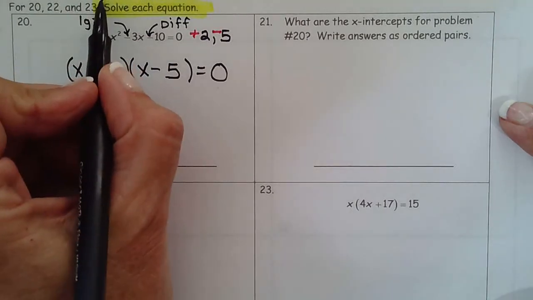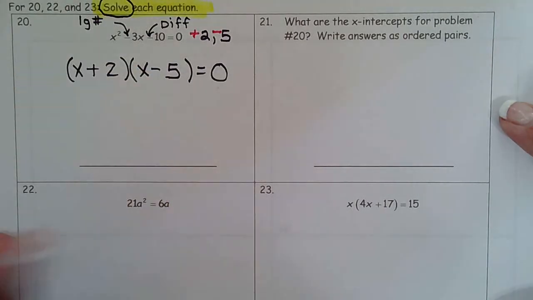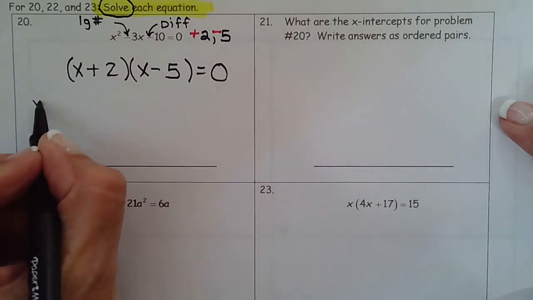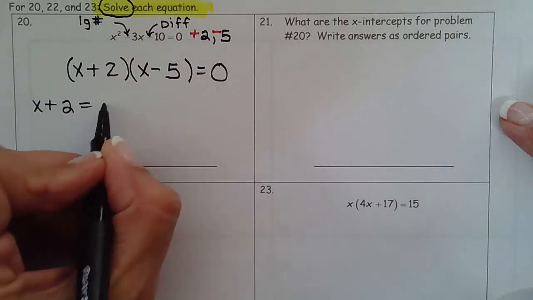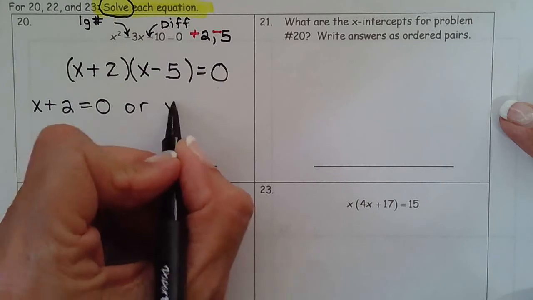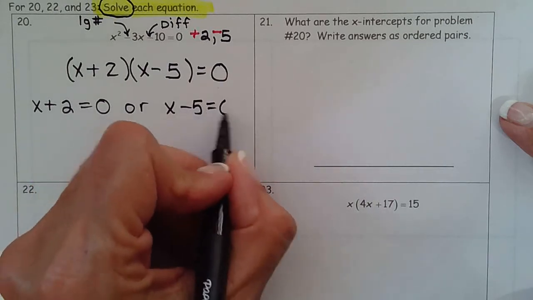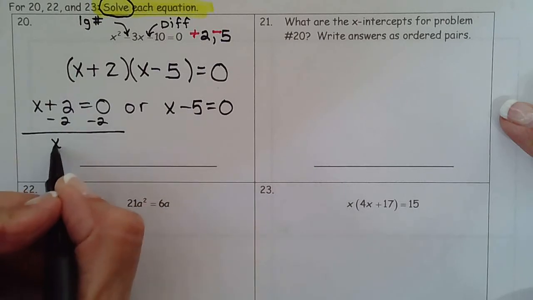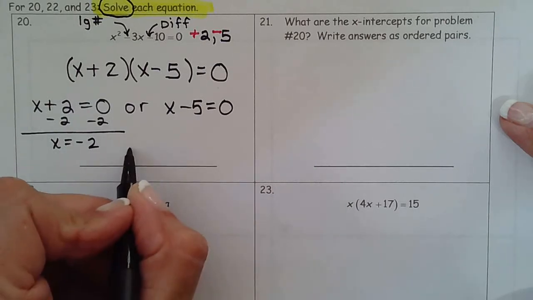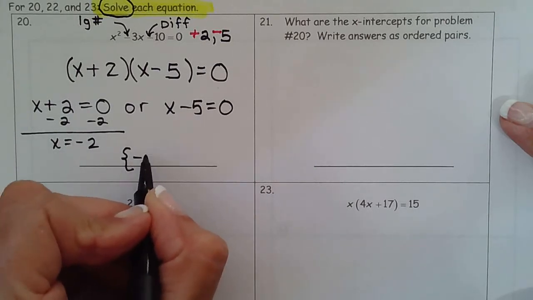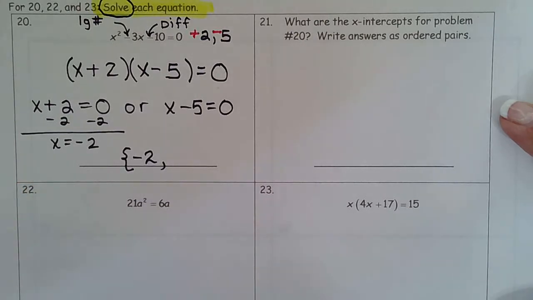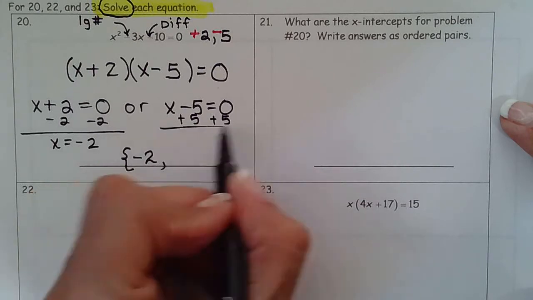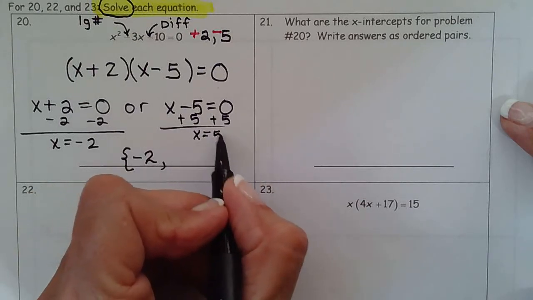So when we're solving, we have to use the zero product property that says if A times B equals 0, either A is 0 or B is 0. So solve those two, and it looks like we're getting -2 for the first solution. And remember, whenever there's more than one solution, we put them in solution sets. And add 5, it looks like 5 is our second solution.